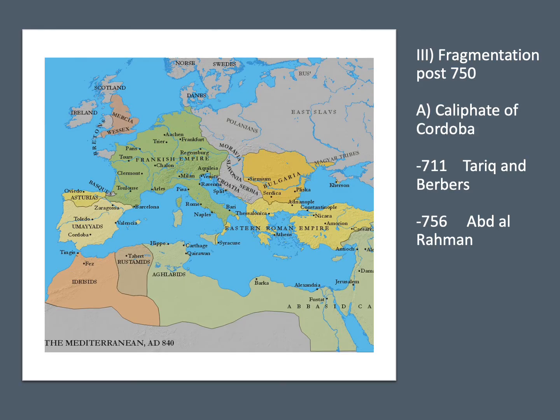And so what we start to see then is around the time of the Abbasid Caliph, further fragmentation. So the establishment of the Caliphate of Cordoba, this is in modern day Spain. So this is Iberia. What happens is in 711, Tariq, who is a local Berber chieftain, leads a group of Berbers in and creates a foothold into modern day Spain.